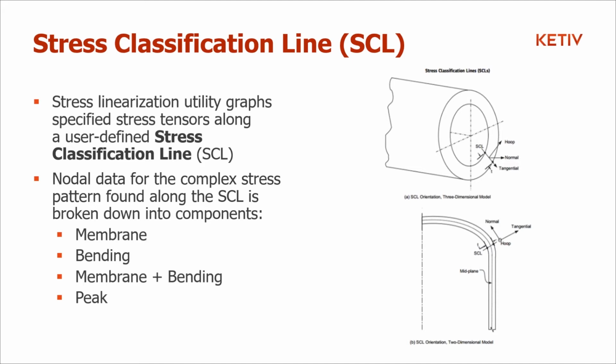Now you see this image on your screen. That just describes the different kinds of stresses. So you have your stress classification line, or the tangential stress. Rather, the SCL is along the tangential stress line. You have the hoop stress, which is either into or out of the plane, and you have the normal stress. Rather, you can determine the hoop stress once you have the normal and tangential stresses using the right-hand rule.